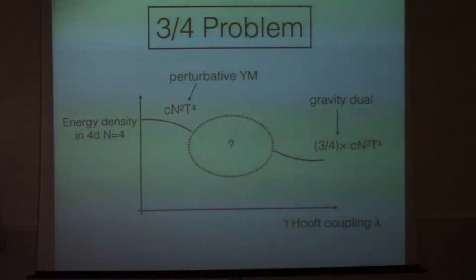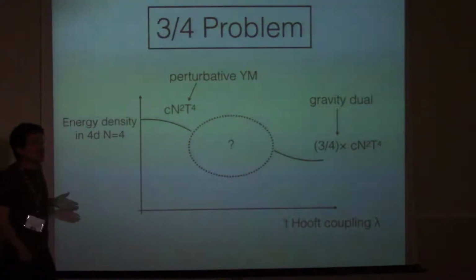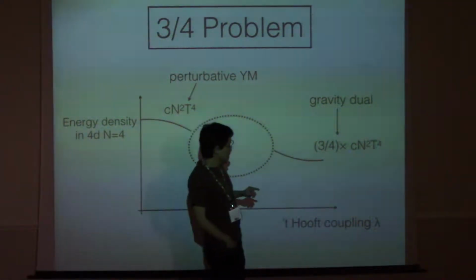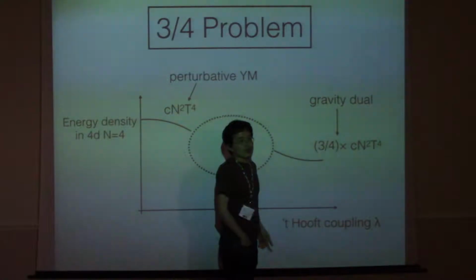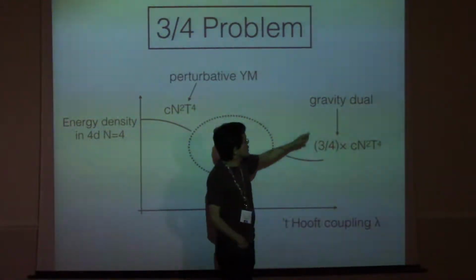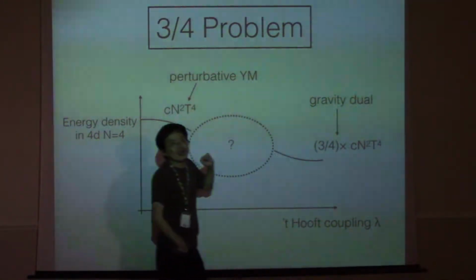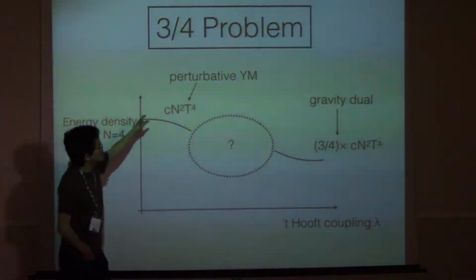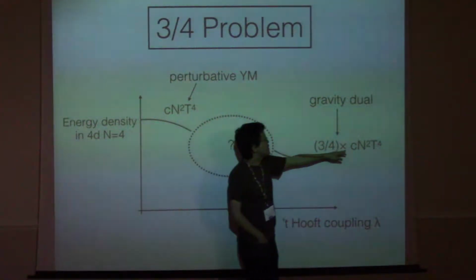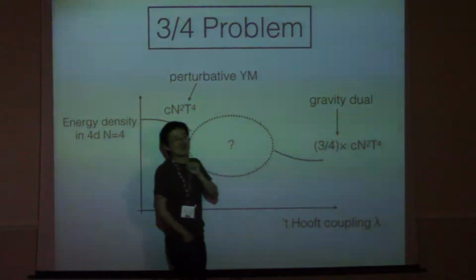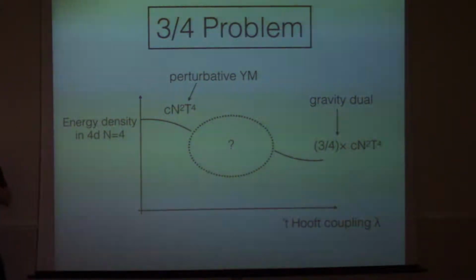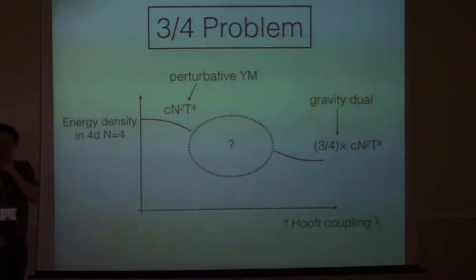and this constant is the nontrivial part. And assuming that the duality is correct, people could do the same calculation at strong coupling by using the weakly coupled gravity dual. And they got something like the same number times 3/4. And 3/4 is close to 1, so people thought it's a good start.